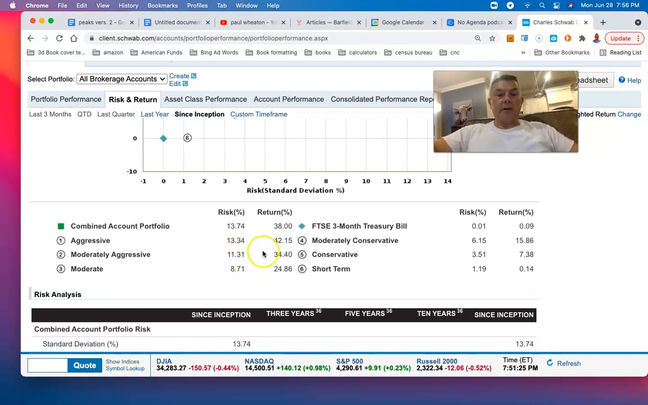Moderately aggressive did a little bit less than mine with a little bit less of a risk. Here's a difference though. The return of moderately aggressive to moderate over this last year went from 34 to 24, and the risk went from 11 to basically 8.5. That's crazy. 3-month Treasury bill, the return was 9 basis points and a risk of essentially 0. And you can see this is just, I love it, man.